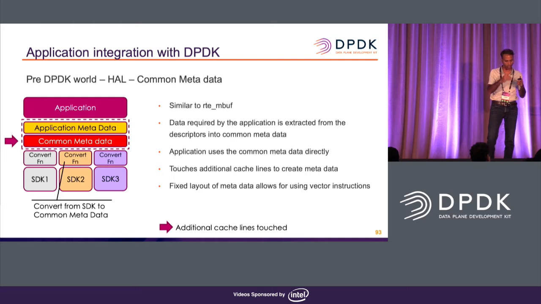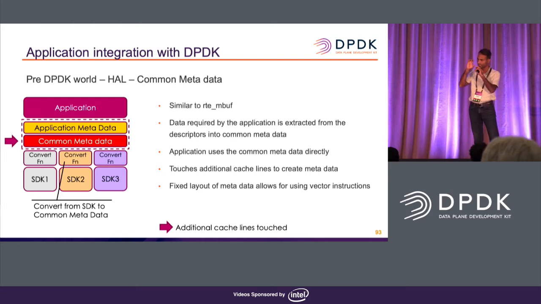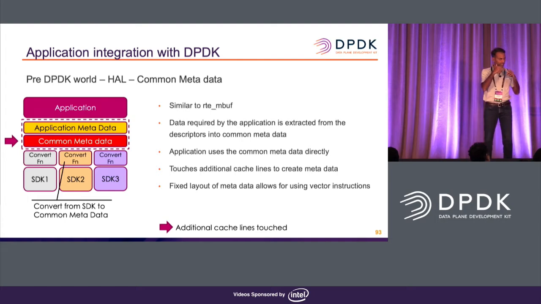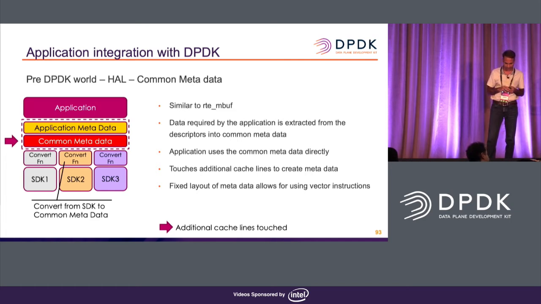So do note that along with the common metadata, you still have the application metadata. Now between the SDKs and the hardware abstraction layer, you have these conversion functions. These conversion functions are specific to the SDK. At the lower interface, they understand the descriptor, and at the top interface, they understand the common metadata, and they do that conversion.